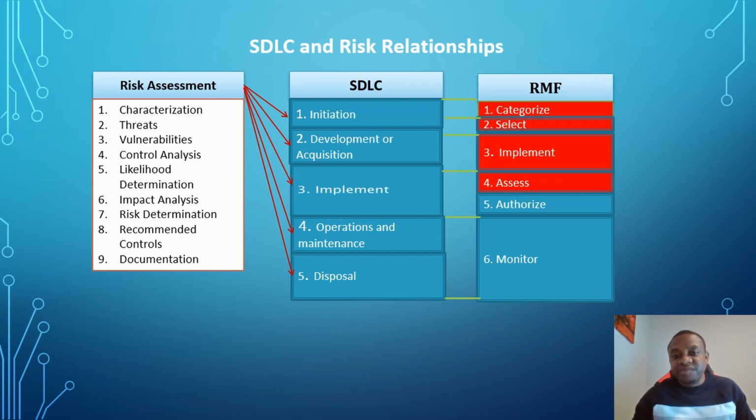At the development and acquisition phase, the controls are implemented. At the implementation phase, the controls are being assessed, and the authorizing official, or the stakeholders, makes a determination to accept the result or to deny it. Now, the operation and maintenance phase and also the disposal phase map to the continuous monitoring phase of the NIST risk management framework.